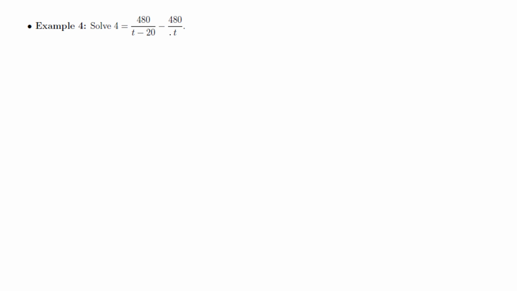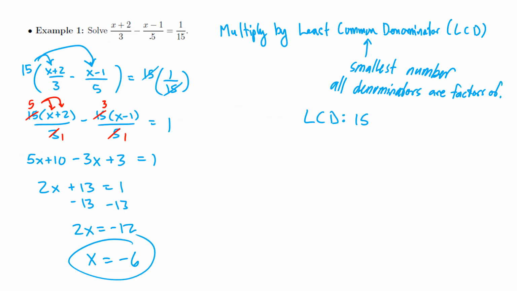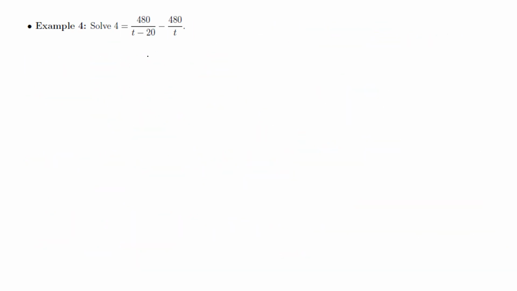To understand why, think of it like this. If I plugged the number 23 in for t, then this would become a denominator of 3, and this one would be a denominator of 23. 3 and 23 have no common factors, right? And so if two numbers have no common factors, just like 3 and 5 have no common factors, then you find their LCD by multiplying them together. So it's no different here. Our LCD is going to be simply t times t minus 20.